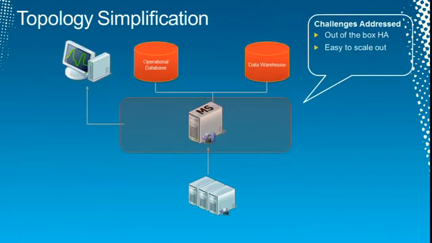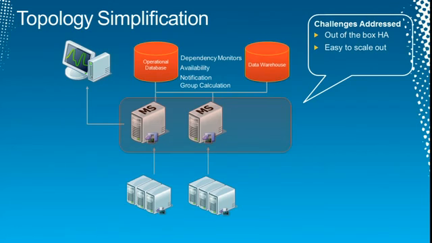Now, with this, we're actually simplifying the topology, and addressing that, we get an out-of-the-box high availability option. If we look at the current situation, you might have one management server, and that one management server would actually run all these core workflows, again, dependency monitors, availability, and notification, and so forth. Now, by adding a second management server, we automatically get this high availability.